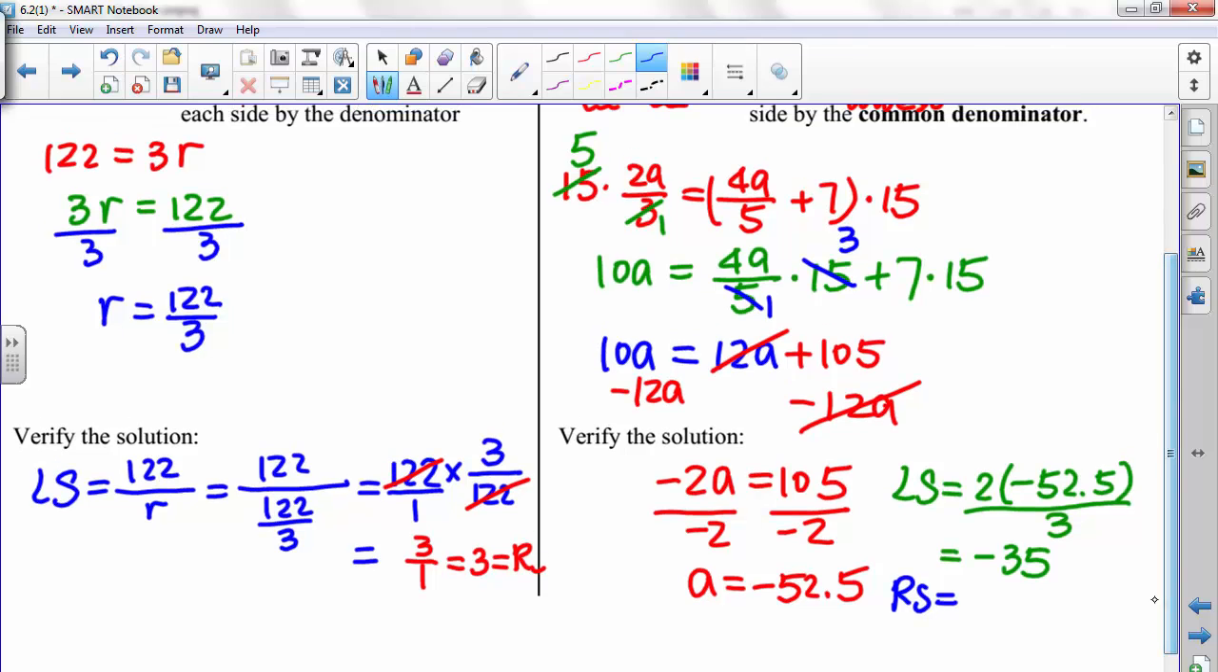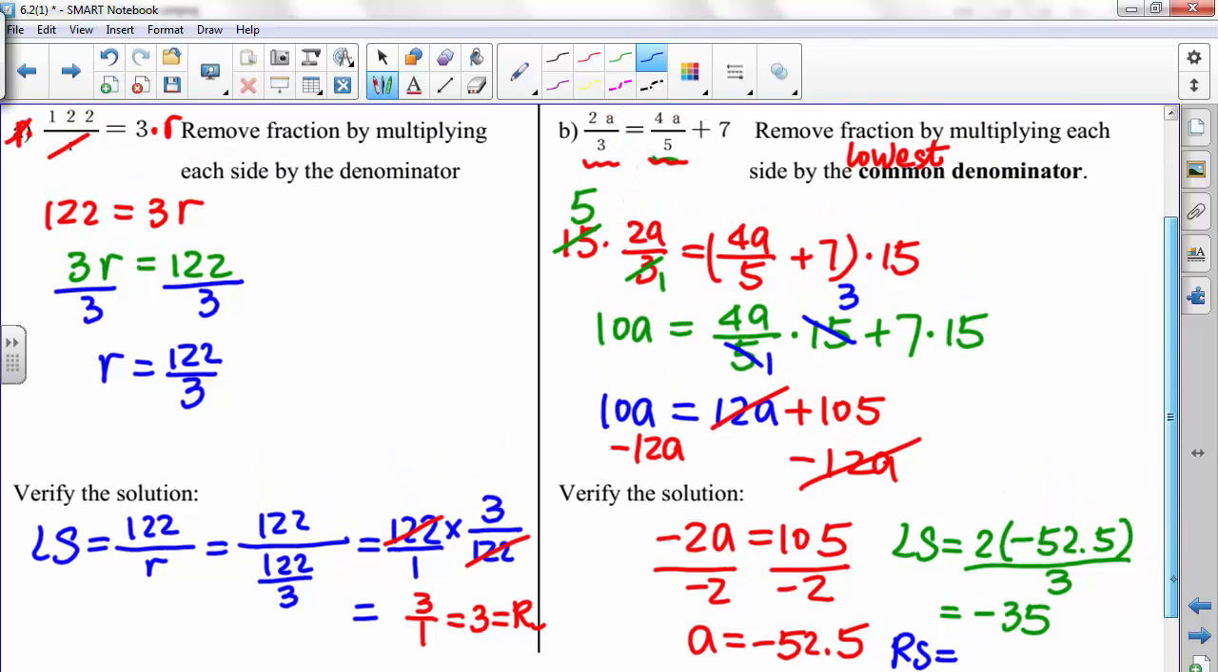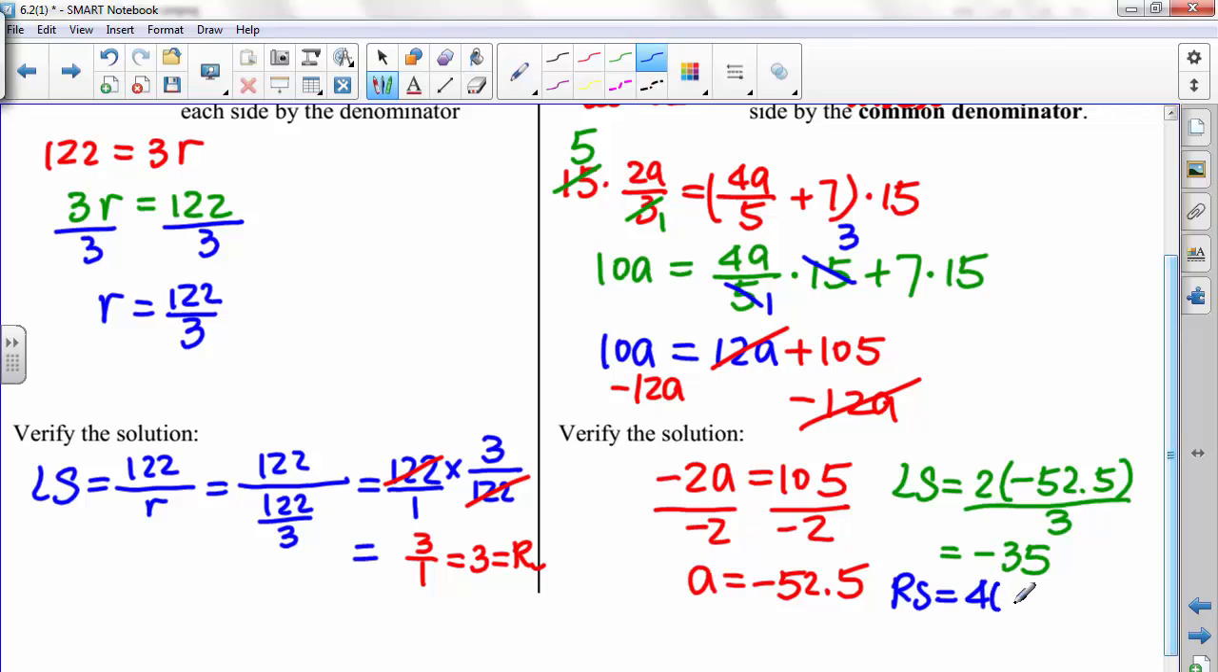On the right side, I will do the same thing. So I replace the a value with negative 52.5. So I will have 4 times negative 52.5 divided by 5, then plus 7. If you use the calculator, you will find, okay, this result is also negative 35. The left side is equal to the right side. This demonstrates negative 52.5 is the correct solution for the equation.